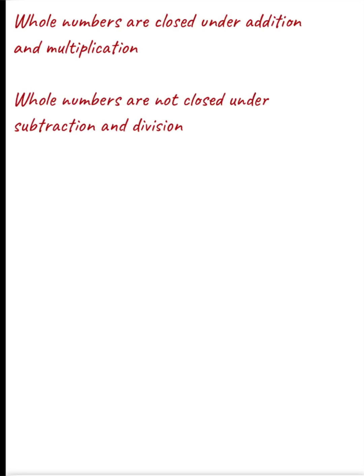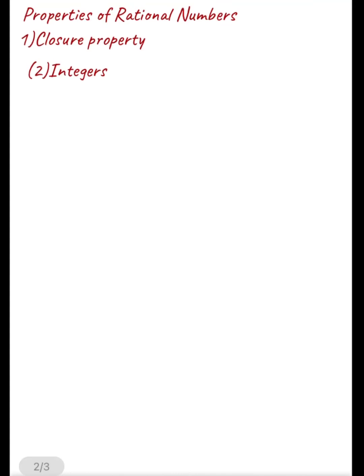So this is the closure property for whole numbers. We will see the closure property for integers also. Let's take any two integers. Suppose I am taking 5 and 2. You know that 5 and 2 both are integers, and I am adding 5 plus 2. Then what will be the answer? The answer will be 7, which is again an integer.